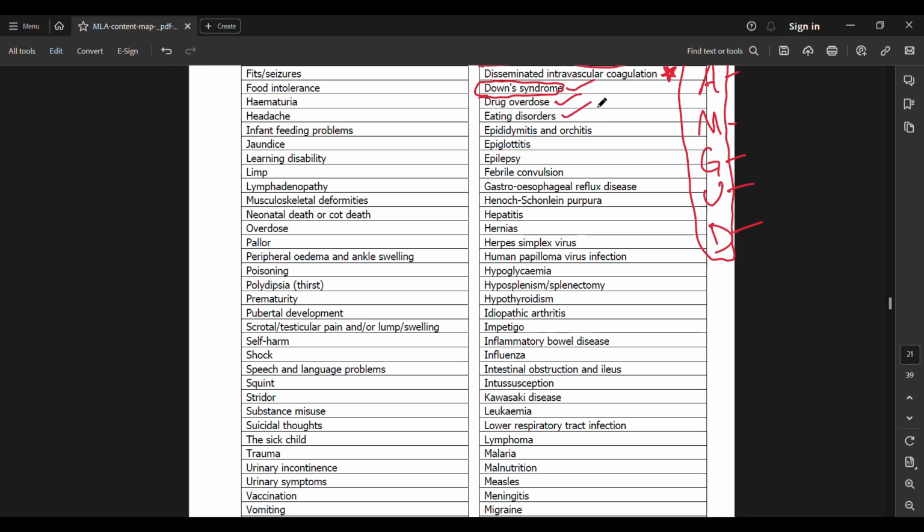Eating disorders, bulimia, anorexia, usually show up in teenagers. The teenager comes in with their parent, right? Very important. Eating disorder clinic, how to manage it, all that good stuff. Very important, has shown up in the past.